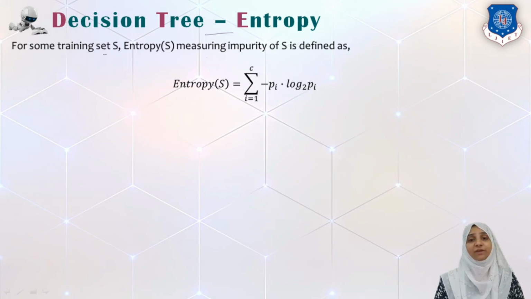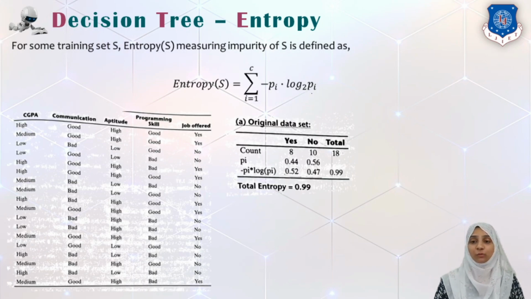For any training set denoted by S, the entropy of S is measuring the impurity of S, or the information contained in S. The entropy formula is the summation from 1 to C of minus P of I into log of P of I to the base 2. Say for example, this is my given data. What is the entropy of the complete data set?